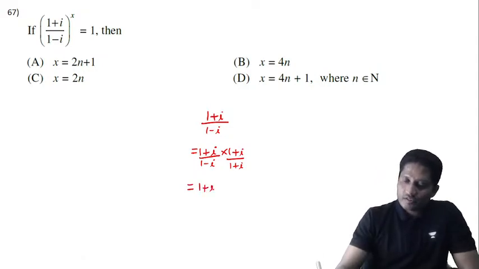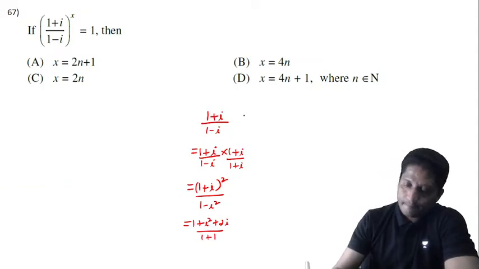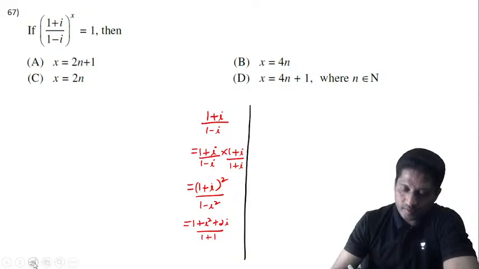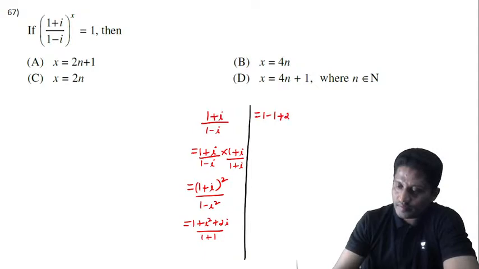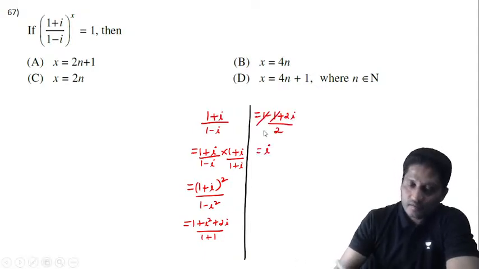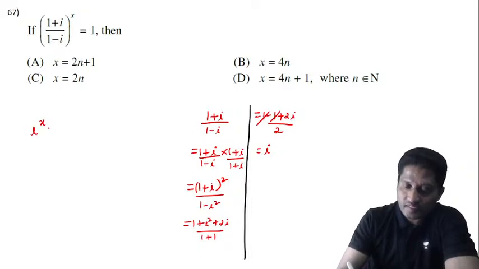This is 1 plus i the whole square over, a plus b into a minus b is a square minus b square. A square plus b square plus 2ab. i square is minus 1, so this is plus 1. So this is equal to 1 minus 1 plus 2i by 2. This will cancel 2 as well, you will get i. So 1 plus i by 1 minus i is i.